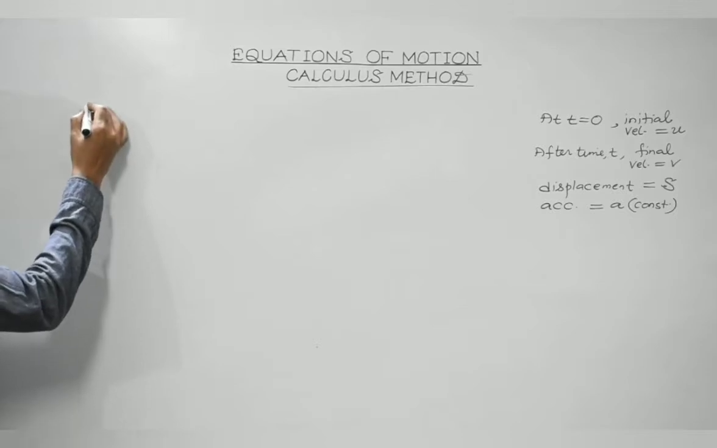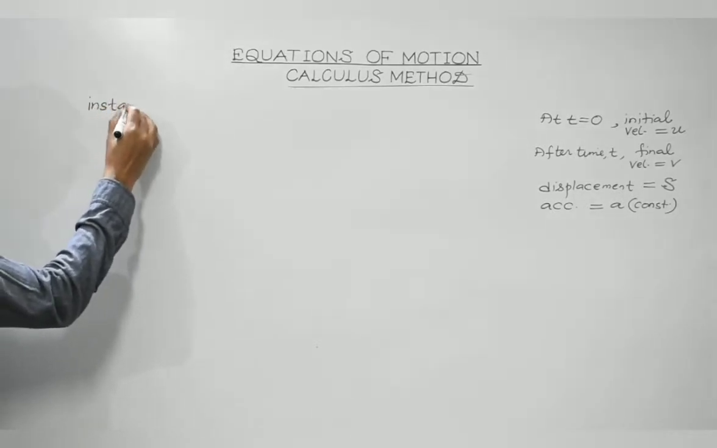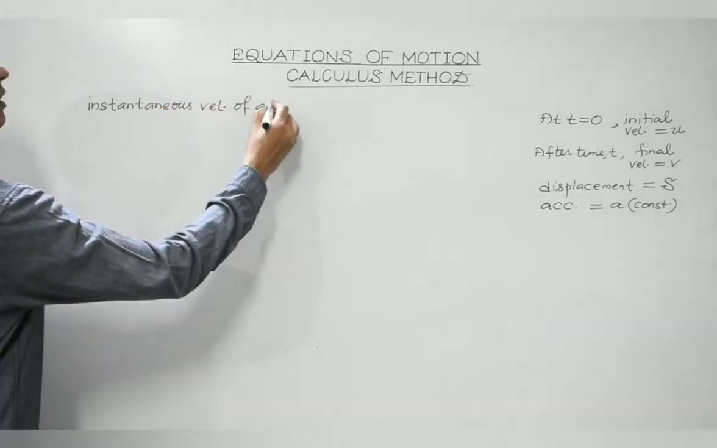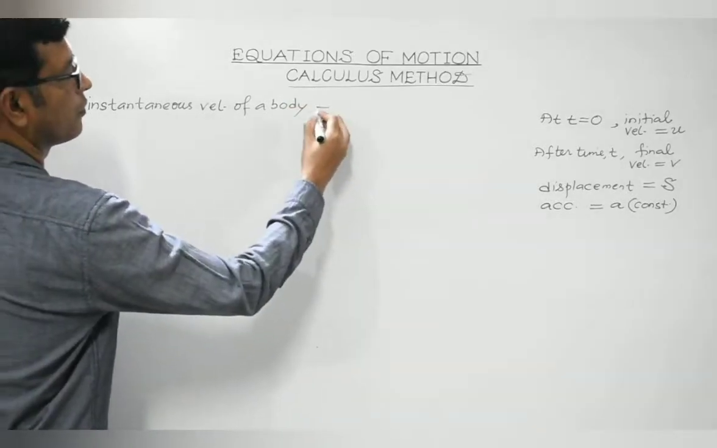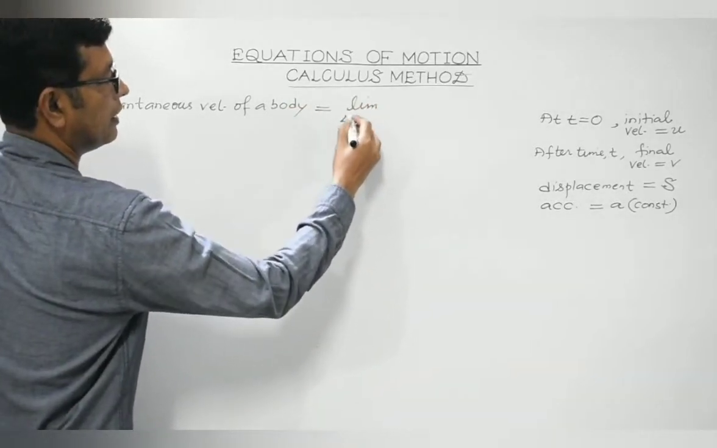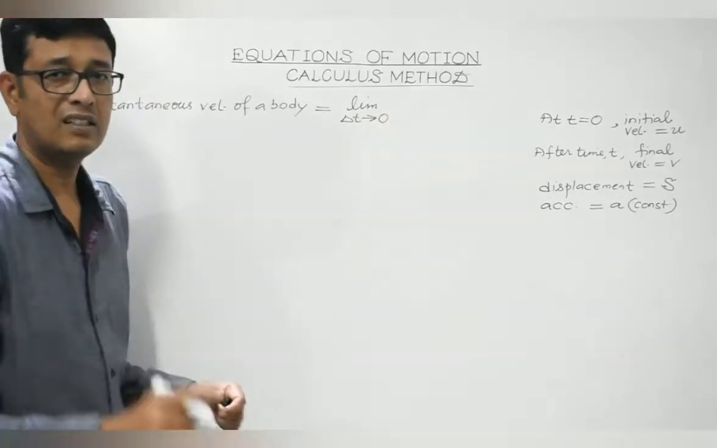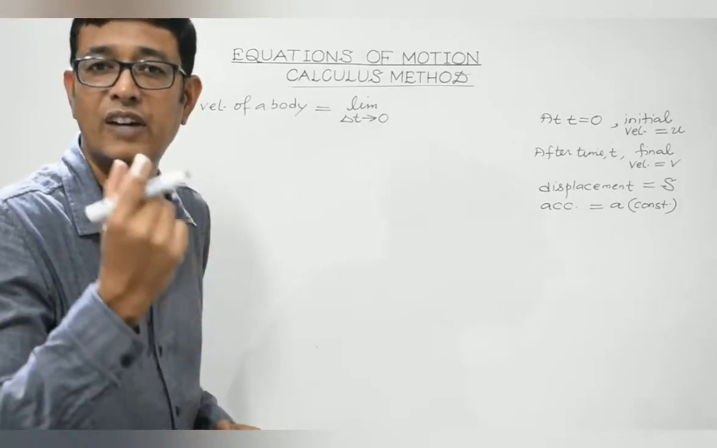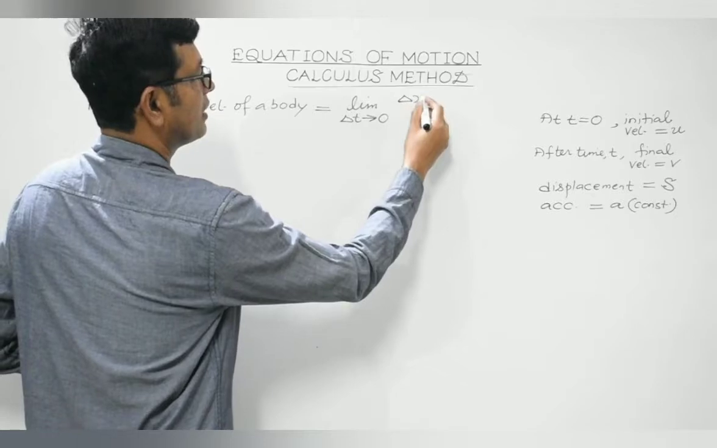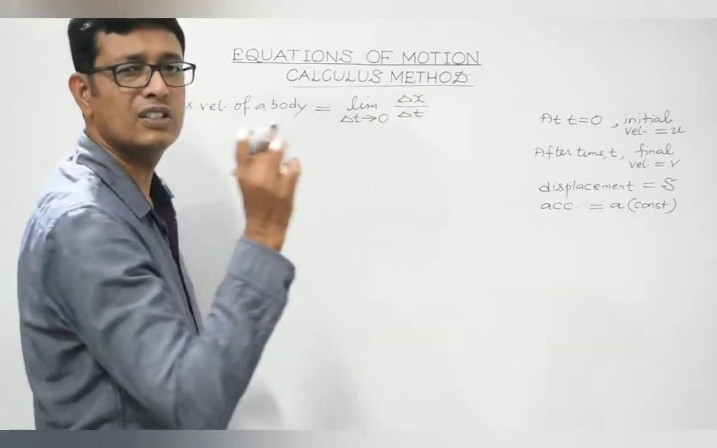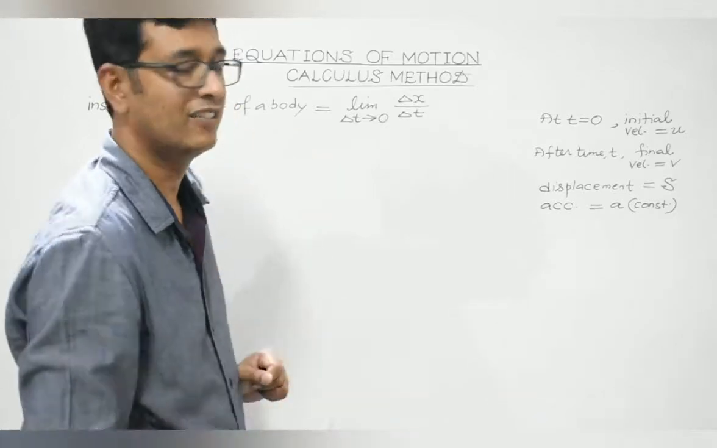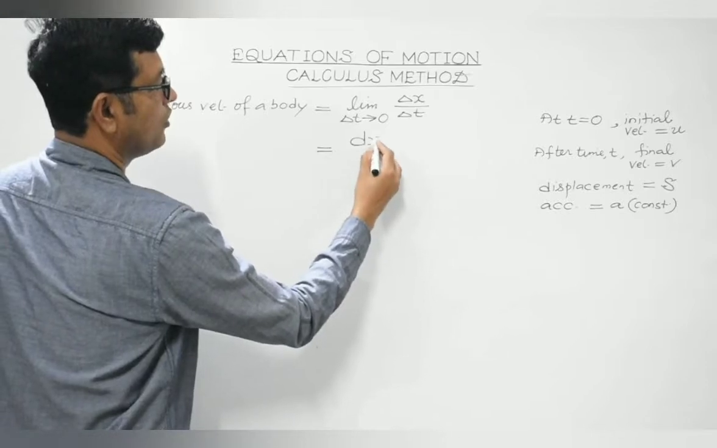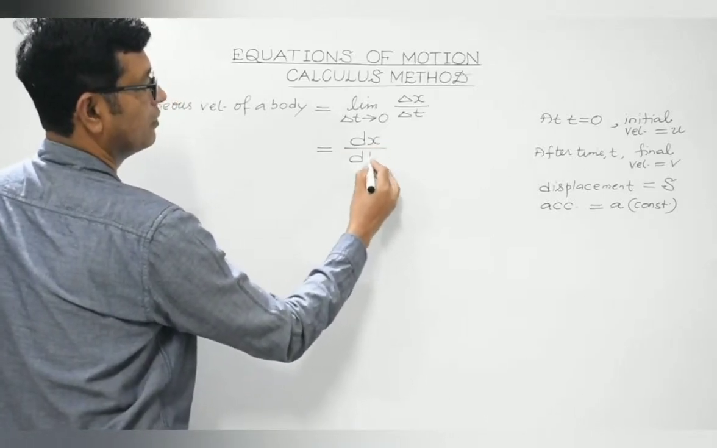For that, we are aware the instantaneous velocity of a body is given by limit del t approaches 0. It simply suggests that the time interval which we are considering is very, very small, infinitesimally or vanishingly small. Del x by del t. Del x is the small displacement in small time del t, right? This term is actually known as the differential coefficient of displacement with respect to time.